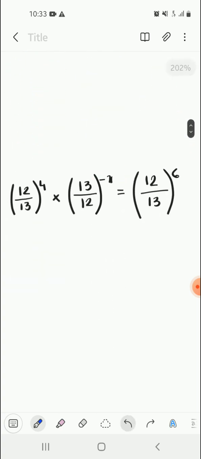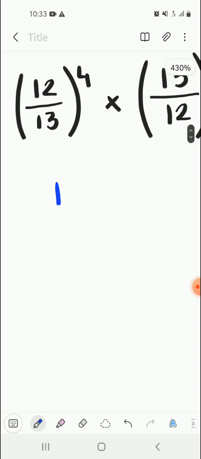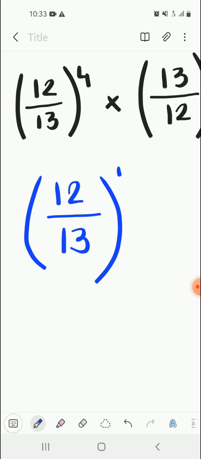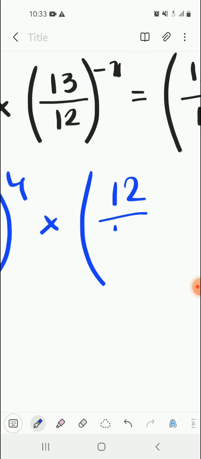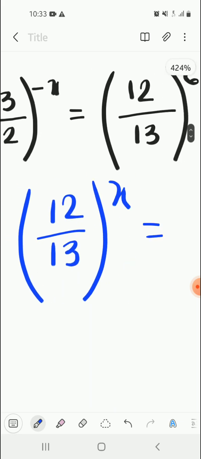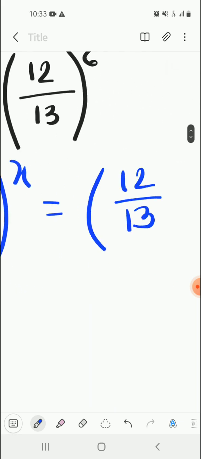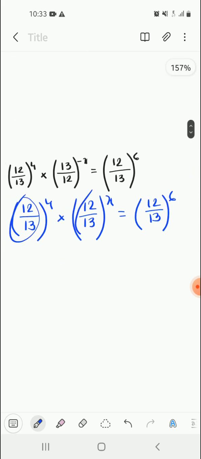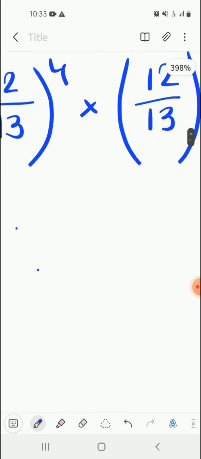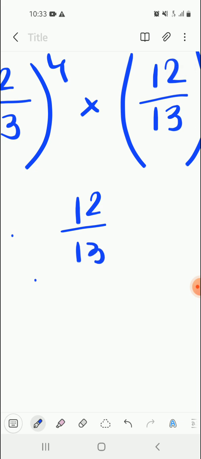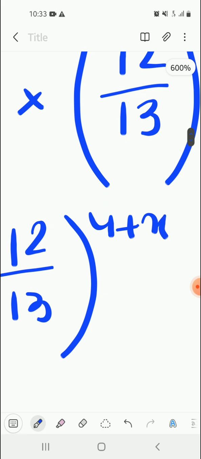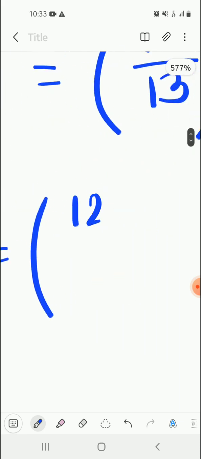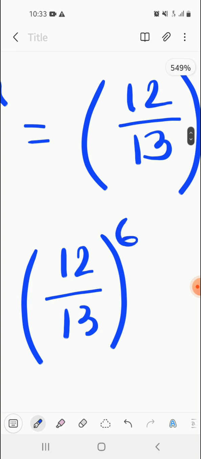We have to find the value of x in this case. Now first of all, this is (12/13)⁴ into. Now this has got a minus power here, so we will write the reciprocal, 13 by 12, which is (12/13) to the power x, is equal to (12/13)⁶. See, all the bases are the same and the powers differ. So therefore, we can write that (12/13) to the power, powers are added in case of a multiplication of the same base number. So 4 + x.